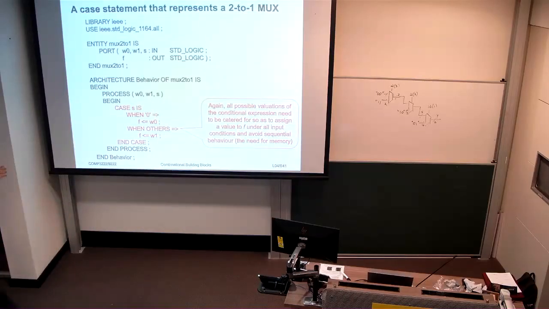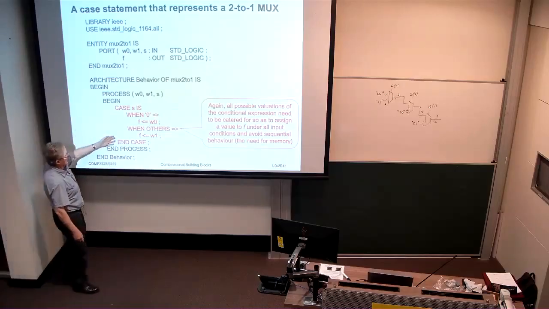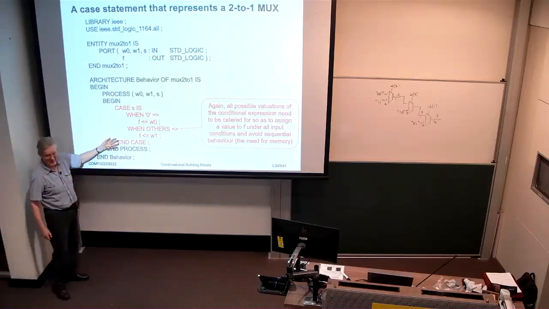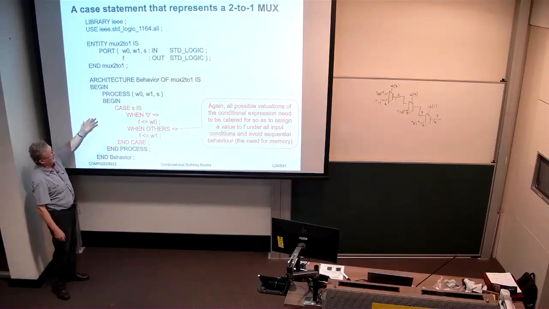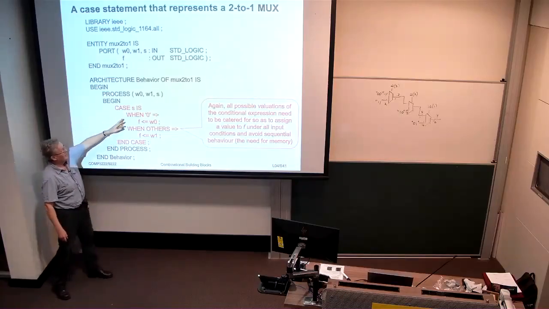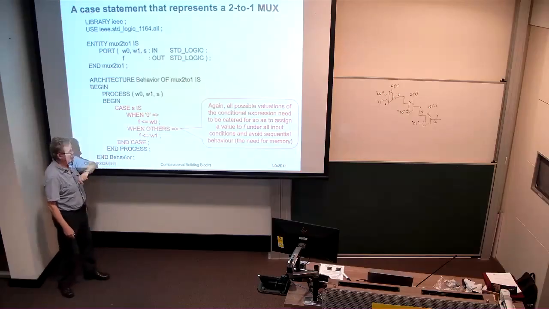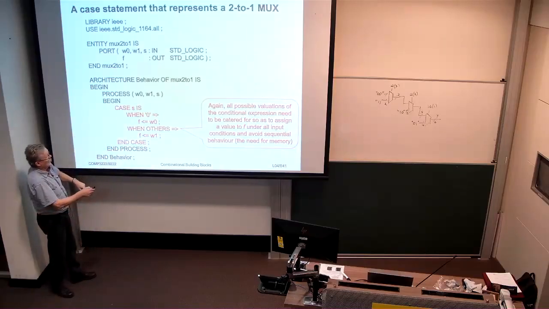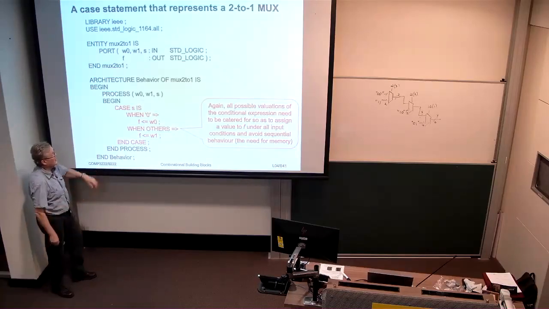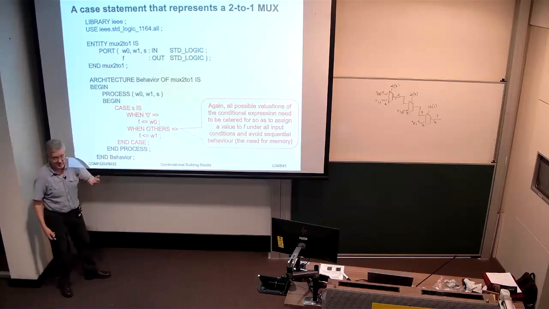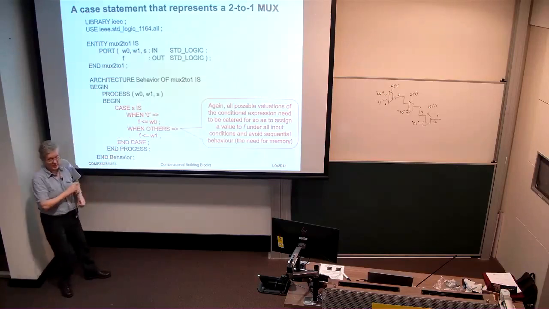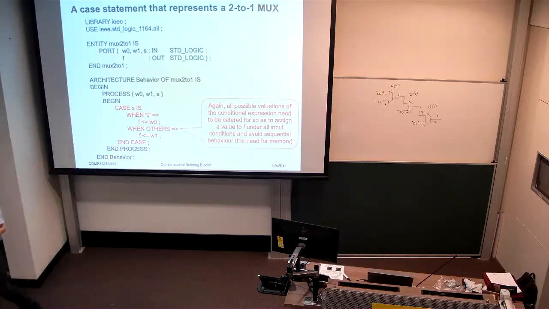All right, case statement. This is also a way that we could specify a 2 to 1 mux. Case S, here we have a signal. When it's 0, assign W0 to F. For anything else, assign W1 to F. W1 and W0 are on the right-hand side of assignment, so they have to be in the sensitivity list. S is a conditional signal, so it has to appear in the sensitivity list.